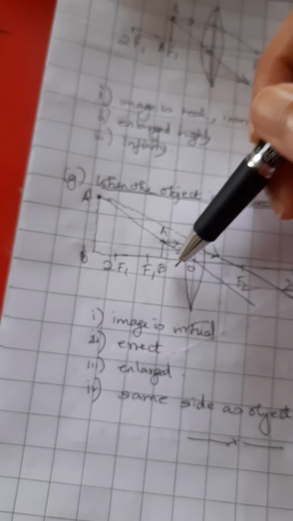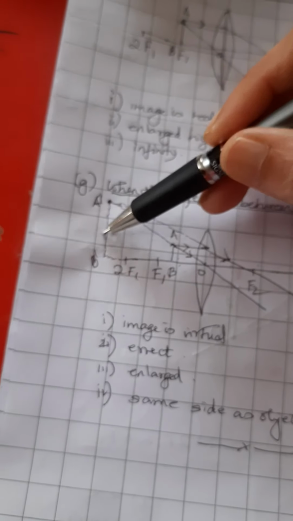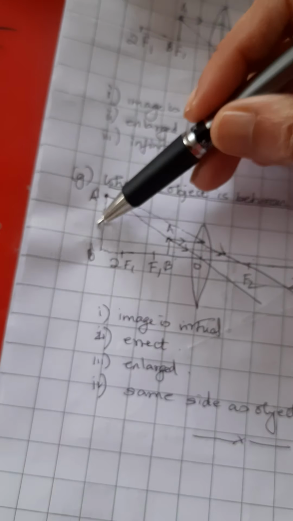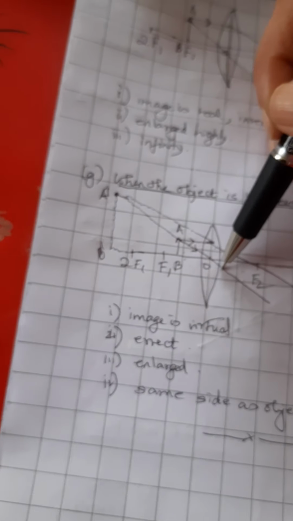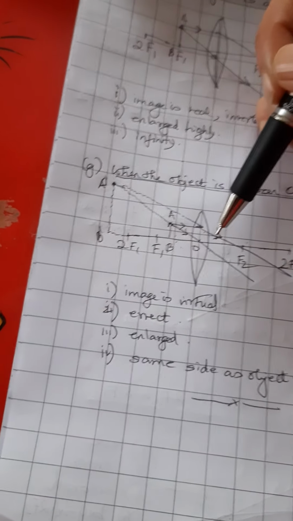This is used in a simple microscope, where the object is placed and the image also you get on the same side of the lens. This is the case of a simple microscope.